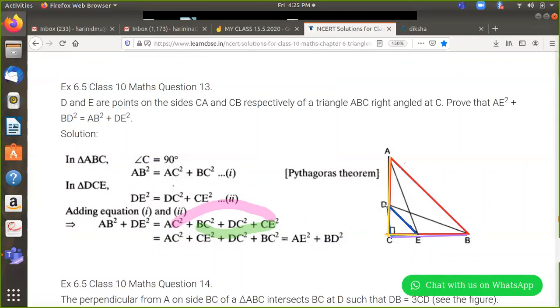Okay. So this is your DC. So again, it is a part of another right triangle whose hypotenuse is BD. So your BD square is nothing but your DC square plus BC square. So this is replaced as BD.